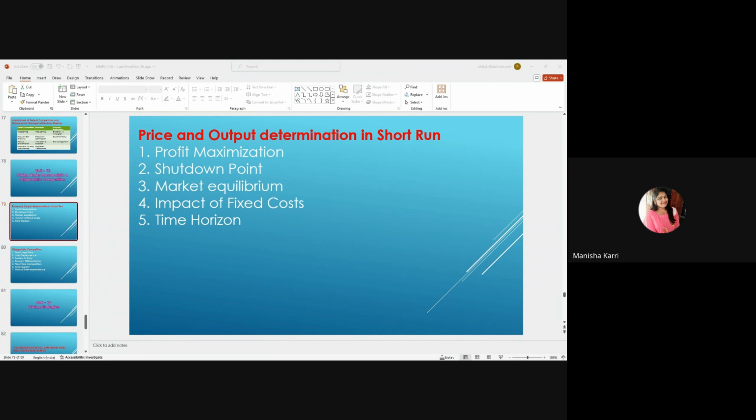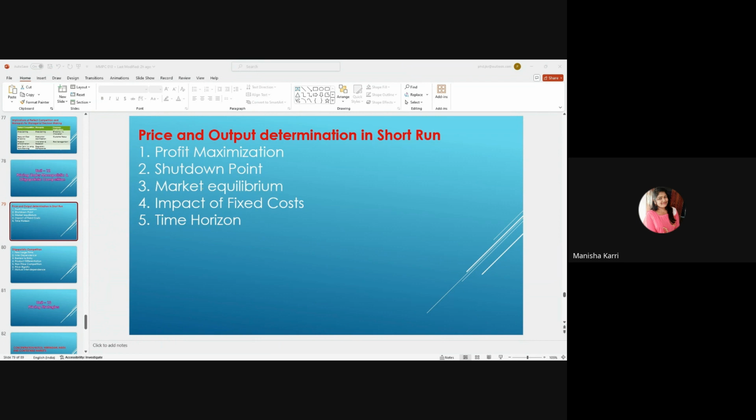Price and output determination in the short run means in the short run generally firms can adjust their output levels to some extent but are constrained by fixed factors such as plant size and technology. The price and output determination in the short run is influenced by the firm's production costs and the market demand for its product. Here, profit maximization. Obviously, we all know profit maximization means maximizing the profit in any organization or company.